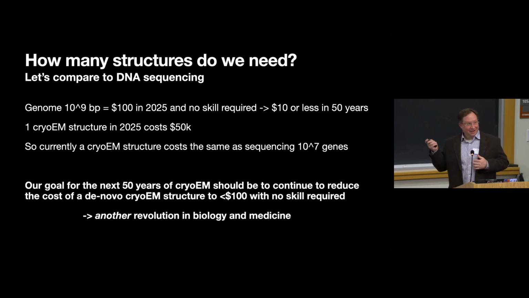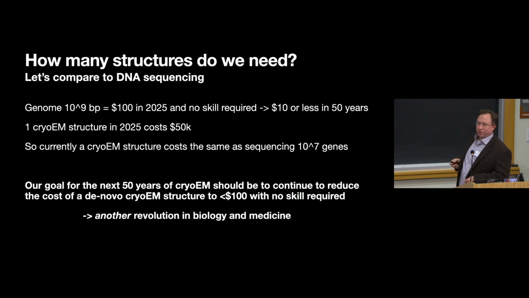I say this because I did spend 10 years working on DNA sequencing technology, so I know what went into making this, and it takes no skill. In 50 years, surely it'll be less than $10 to get a genome. But one cryo-EM structure right now costs $50,000, and that's for state-of-the-art equipment, people who know what they're doing, et cetera. That's still enormously expensive, because you can sequence 10 to the 7 genes for one structure. I think that ratio is way out of whack.